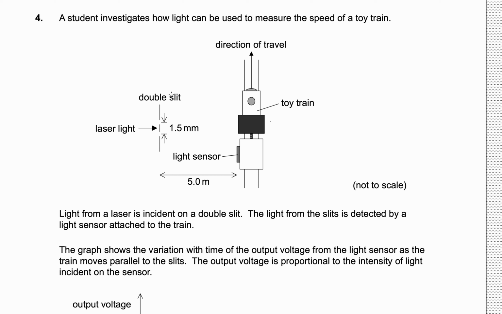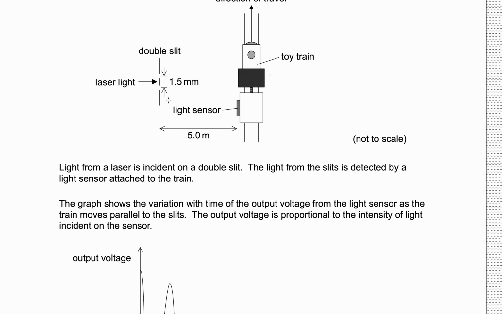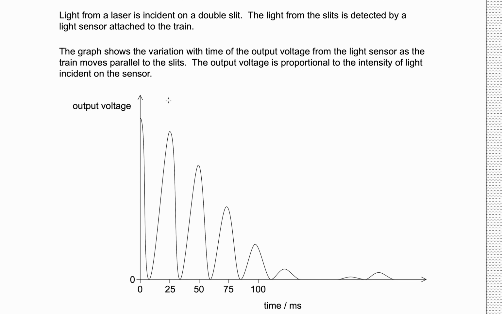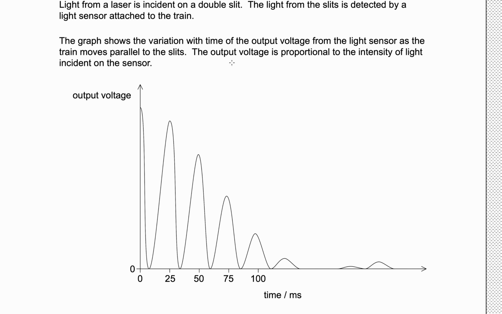This is question number 4 of May 2017, time zone 2, paper 2. We're told that a student investigates how light can be used to measure the speed of a toy train. Light from a laser is incident on a double slit, and we're given the graph, which shows the variation with time of the output voltage from the light sensor as the train moves parallel to the slits.